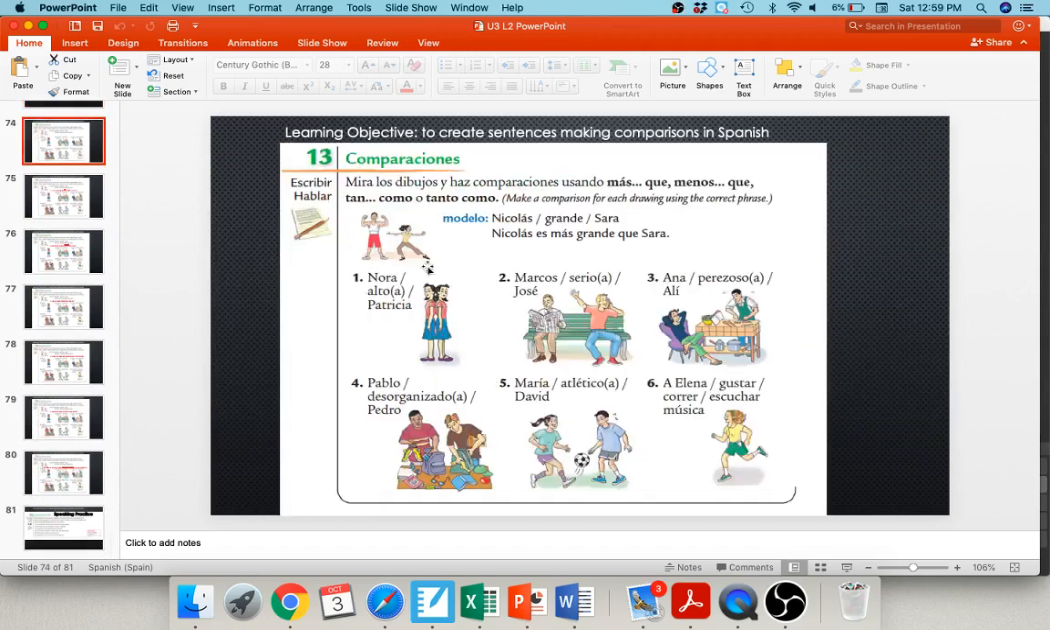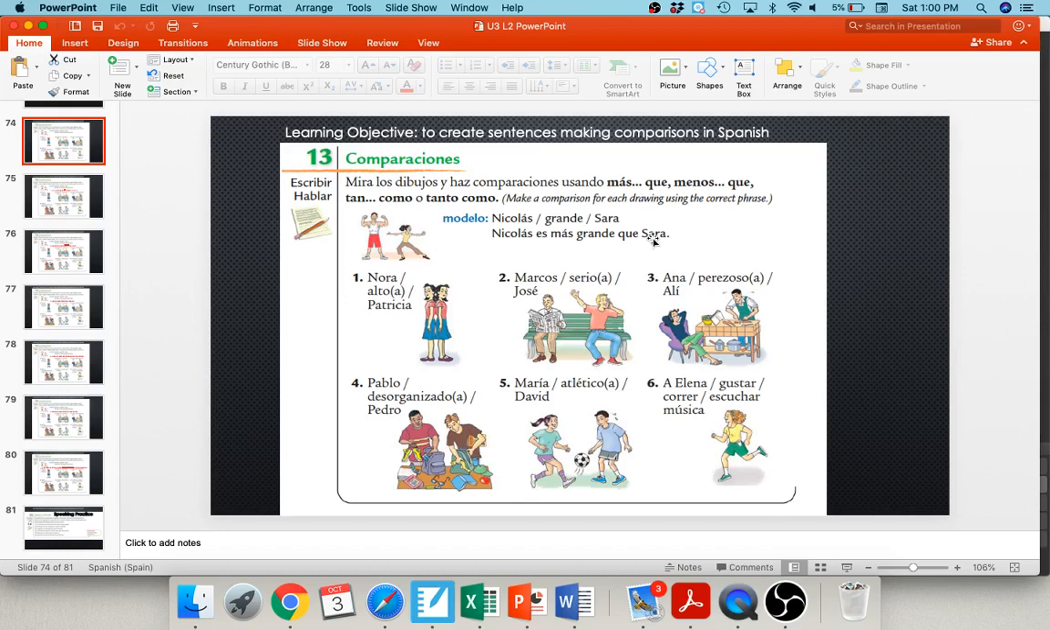So for example, look at these two folks. It gives us Nicolas and Sara. These are listed in the order they're shown in the picture. So Nicolas is on the left, Sara is on the right. And the adjective it gives us in this case is grande. We're saying that Nicolas is either more big, less big, or as big as Sara. In this case, it appears that he's bigger, as you can tell. So Nicolas is more big than, remember because there's no so more big than, más grande que Sara.